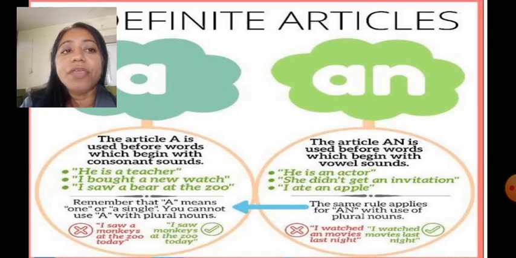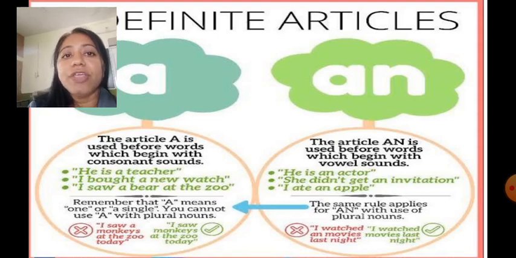In the same way, the article an is used before words which begin with a vowel sound. He is an actor. She did not give an invitation. I ate an apple. The same rule applies for an, which is not used with plural nouns. That is, we cannot say, I watched an movies last night. We will only say, I watched movies last night.